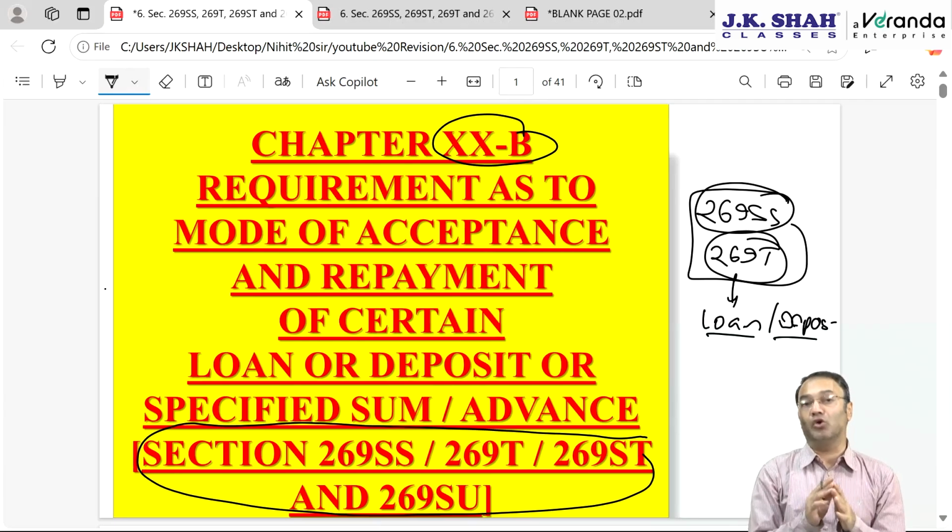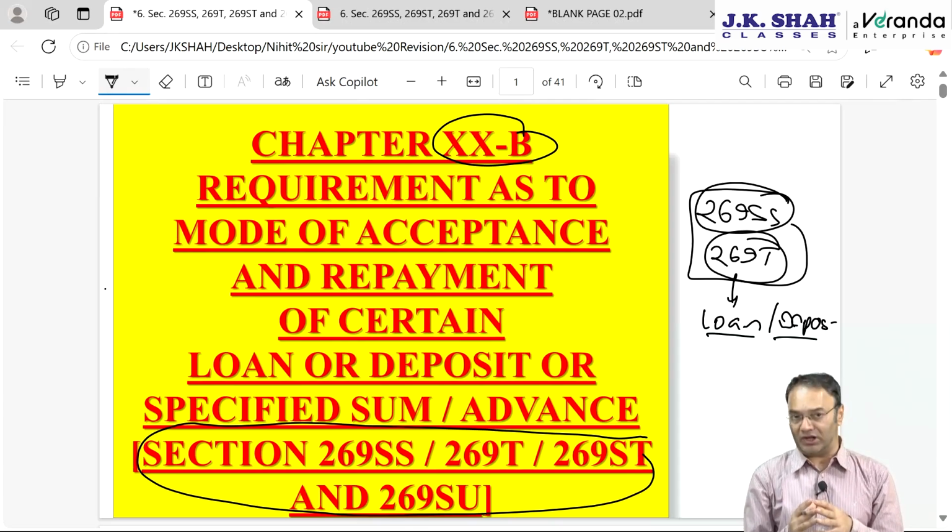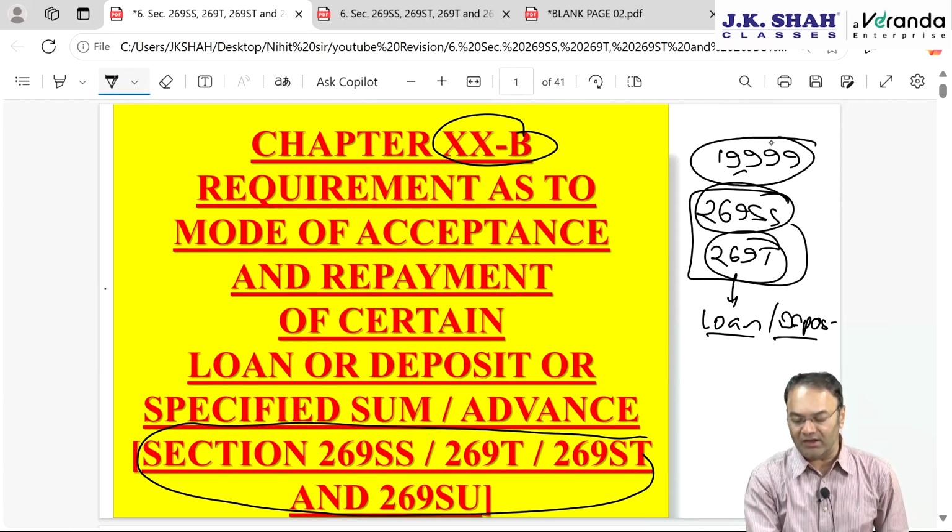Starting with the very first section 269SS, it talks about loan or deposit. It says that no person shall take or accept loan or deposit in cash if the amount is 20,000 or more. This is the simple meaning, but the legal provision is slightly different. Ideologically, nobody should take loan or deposit in cash if the amount is 20,000 or more. If the amount is up to 19,999, cash transaction is absolutely fine. But if the amount touches or exceeds 20,000, then this requirement will be applicable.